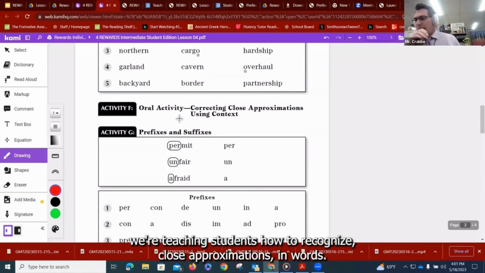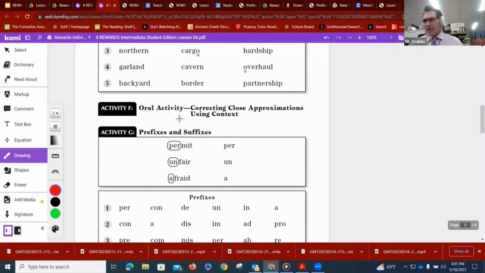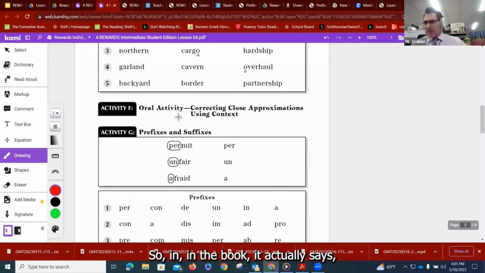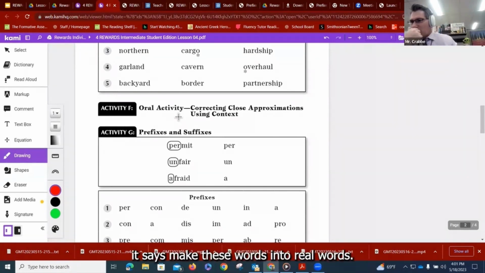we're teaching students how to recognize close approximations in words. Sometimes they need to tweak the word to make it sound like a real word. So in the Rewards case, we want to make sure that they turn it into a real word. In the book, for activity 4 on page 64, it says make these words into real words. So listen as I read the word.